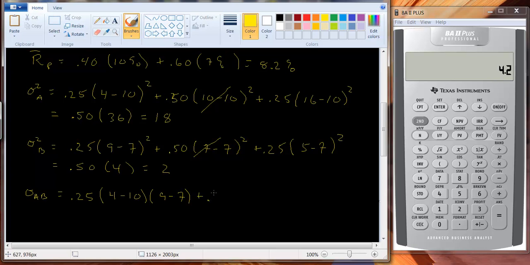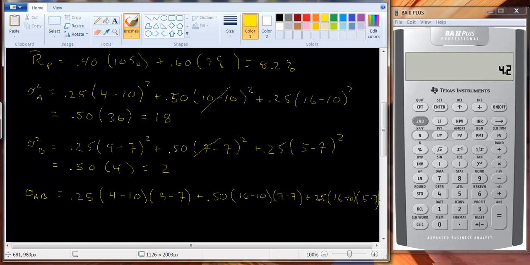plus 50% chance that we have normal growth, and you're going to have 10 minus 10 and 7 minus 7, plus a 25% chance. Sort of running out of space here. Hope I can squeeze it in. And we're going to have 16 minus 10 times 5 minus 7. All right, that's a parenthesis around there.